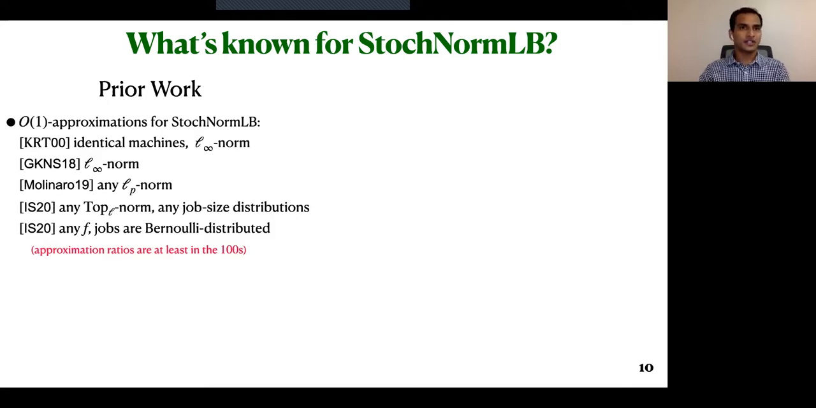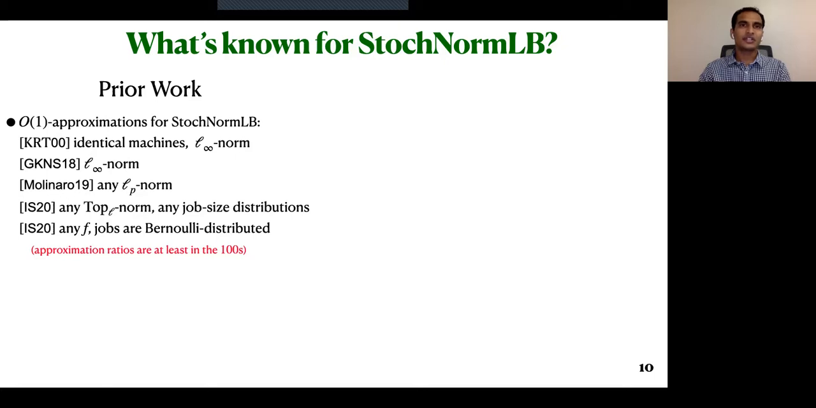Kleinberg et al. were the first to give an order 1 approximation for stochastic makespan minimization on identical machines. Gupta et al. generalized this result to the unrelated machine setting. Subsequently, Molinaro extended the result to all L_p norms. Just last year, we settled the case when f is a top-l norm, and also the case when jobs are Bernoulli random variables. For the most general case, we gave an order log m over log log m approximation.